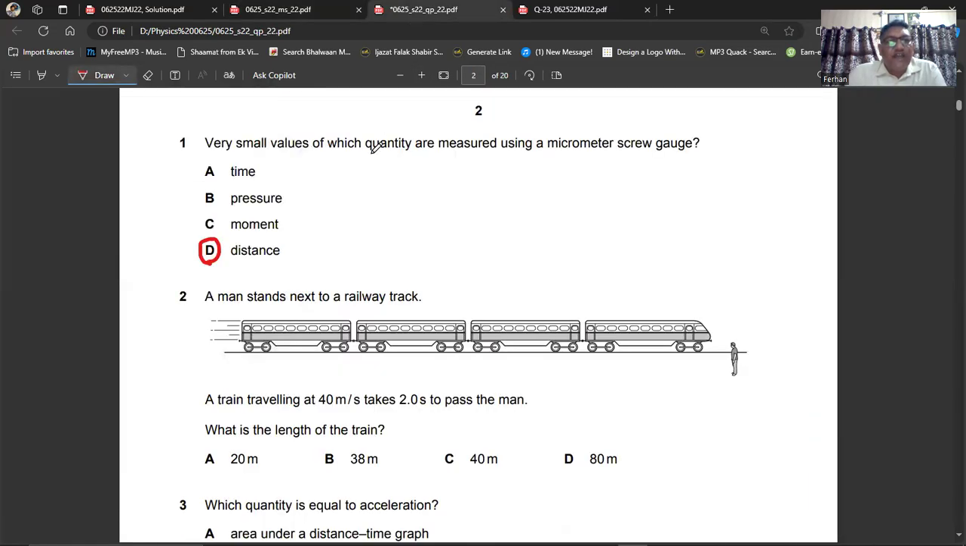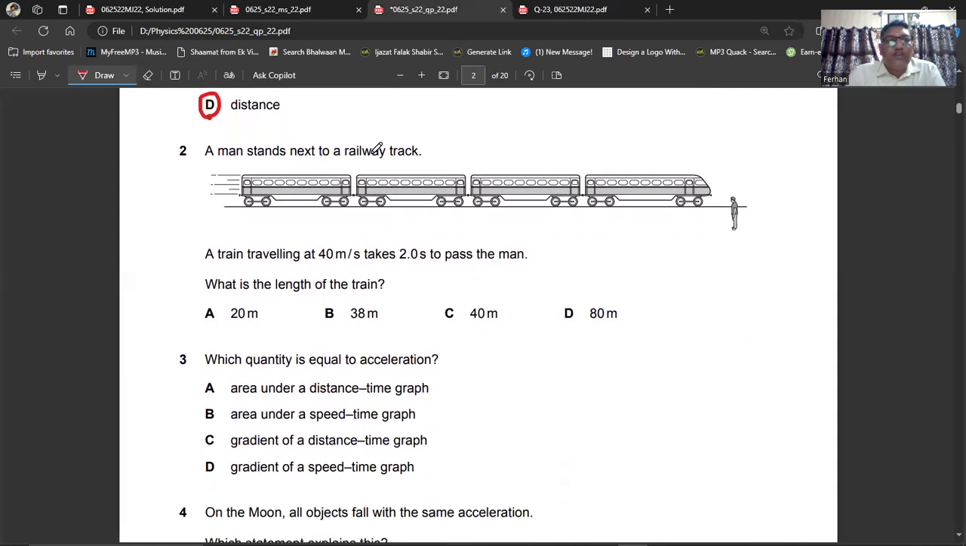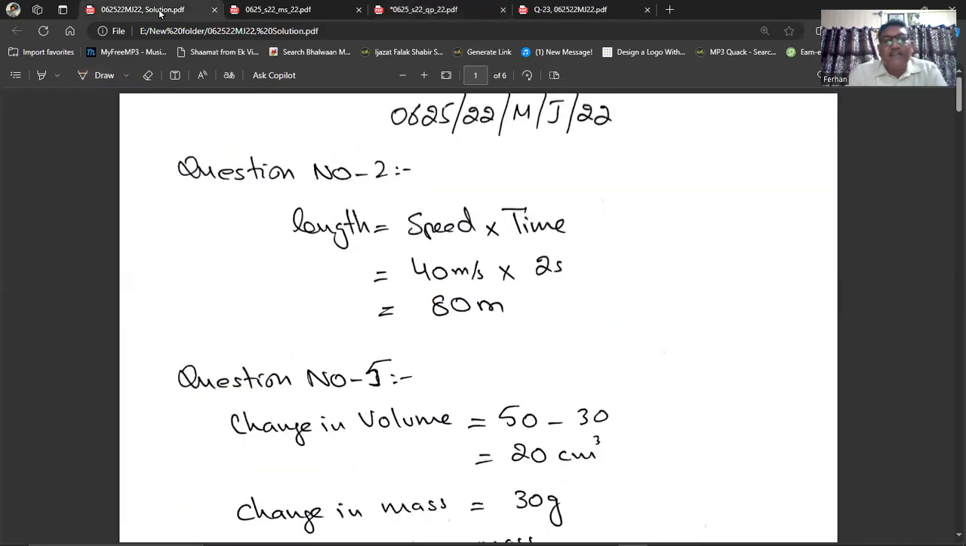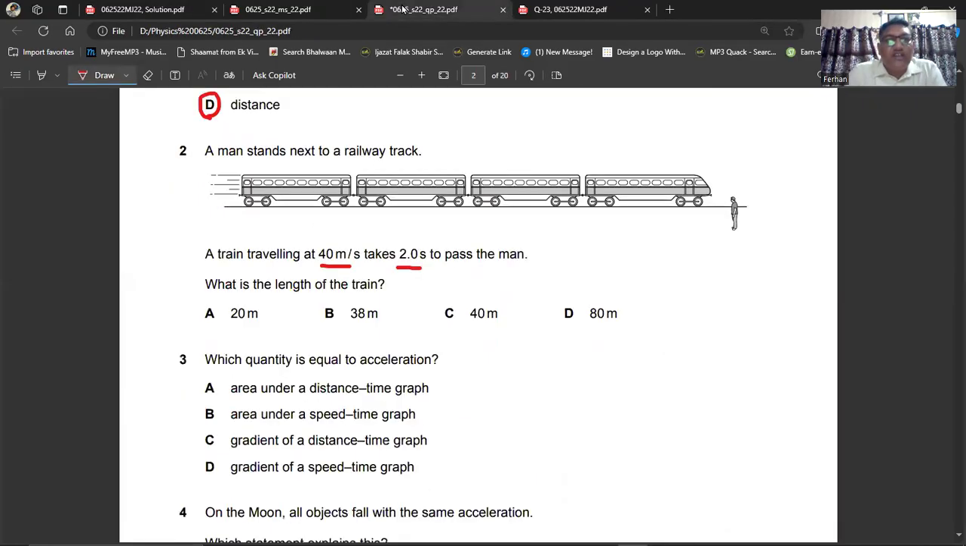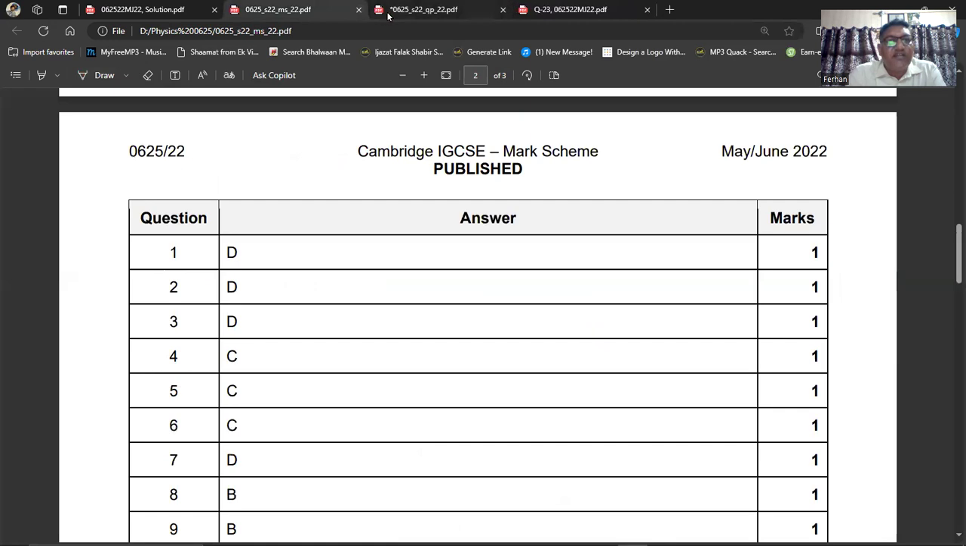Okay. So then we have question number 2 on your screen. A man stands next to a railway track. The train traveling at 40 meters per second takes 2 seconds to pass the man. What is the length of the train? Very simple. Length is equal to speed multiplied by time. So 40 meters per second multiplied by 2 seconds, that will be 80 meters. So the length of the train is 80 meters. So we think D is the choice. Question number 2, D is the right answer.